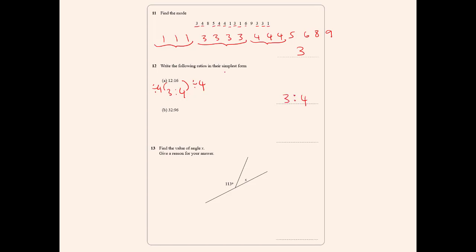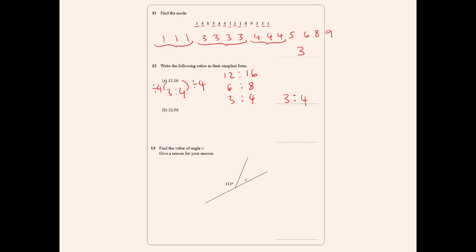If we were to divide by 2, we can divide 12 by 2, so 12 to 16. Divided by 2, 12 is 6. Divided by 2, 16 is 8. Then divided by 2 again, 6 is 3. Divided by 2, 8 is 4. So 3 to 4. It gives us the same answer.